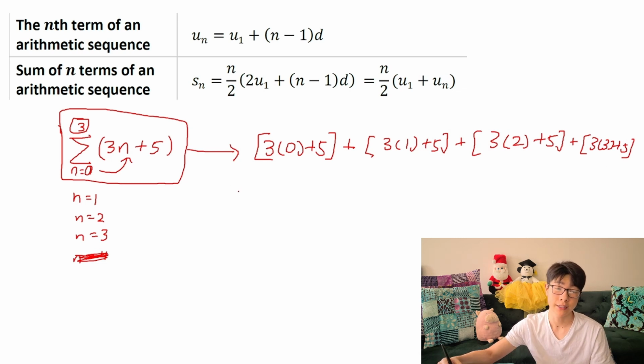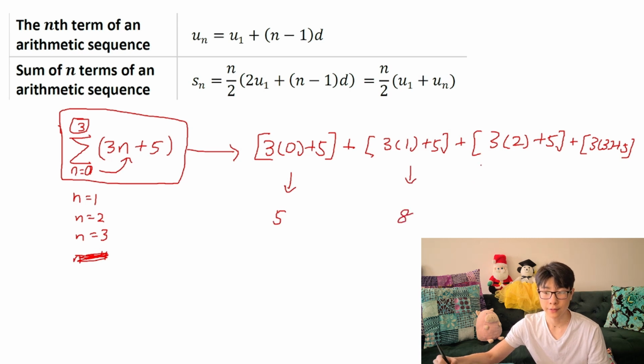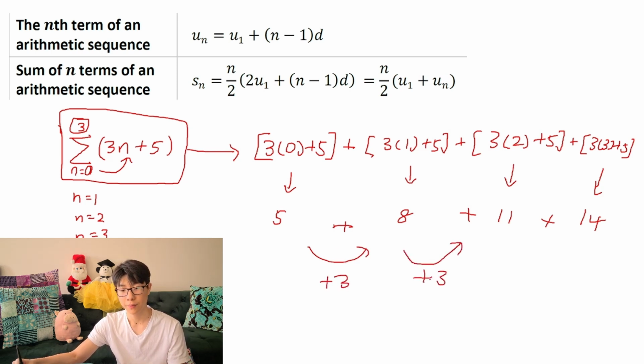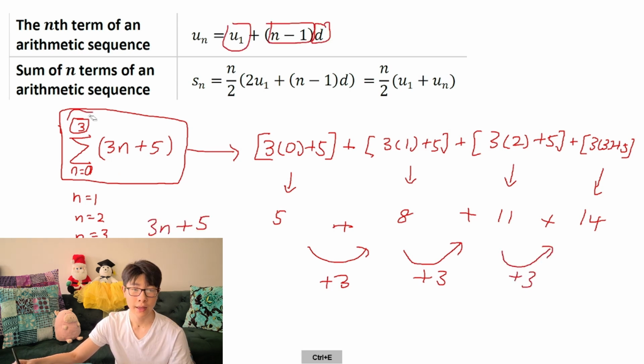This is actually just an arithmetic sequence, because if we simplify it, this is 5, this is 8, this is 11, this is 14. And looking at these terms, if we add them together, this is actually an arithmetic sequence with a common difference of 3, positive 3, okay? Because there's the same difference. And all sigma means is the sum of this expression, where we substitute n equals 0 all the way up until n equals 3, and we add up all the terms, as we can see.